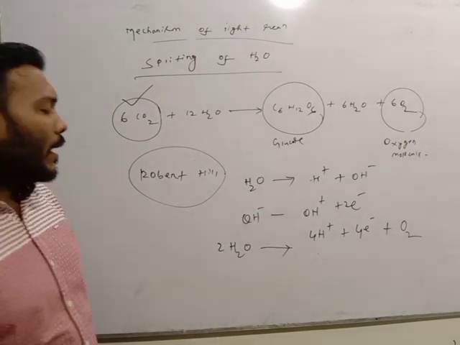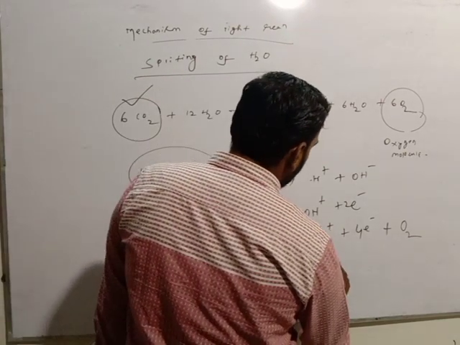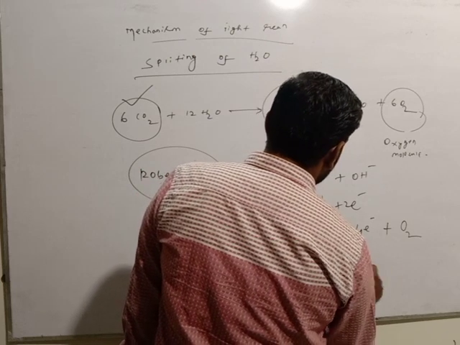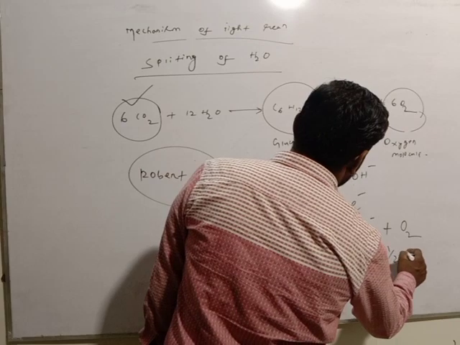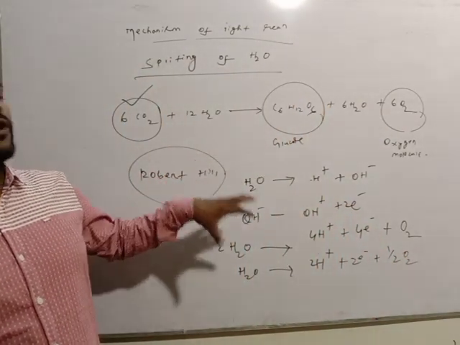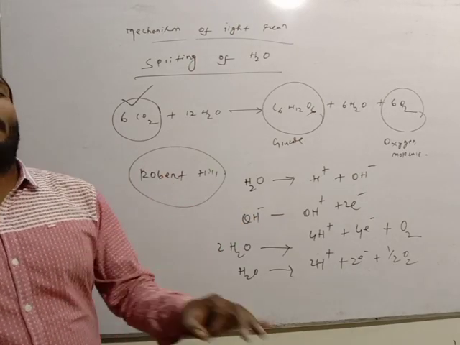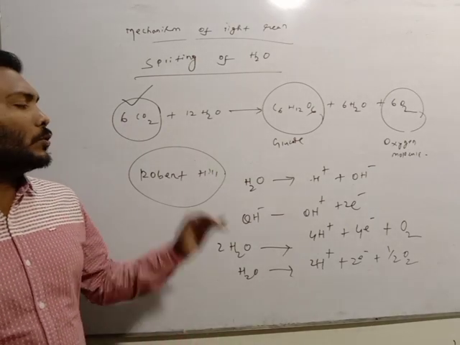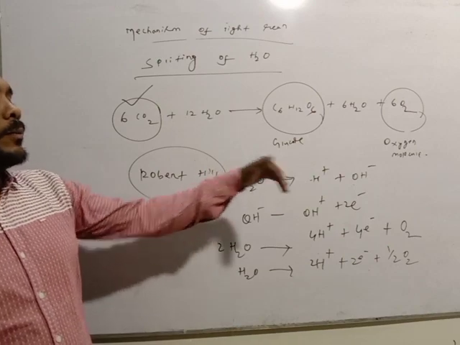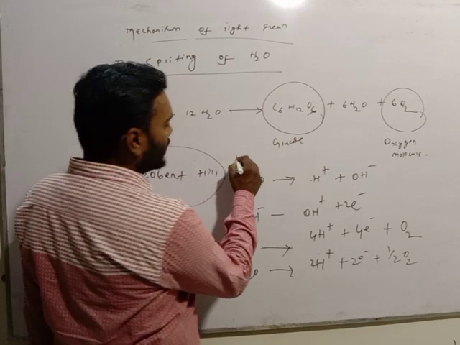If we take one H2O, then we get 2H plus plus 2 electron minus plus half O2. Half O2 is written because oxygen is always in molecular form, that's why we cannot write O alone, that is O2, otherwise half O2. So in the reaction, when the water molecule releases oxygen, we call that reaction Hill's reaction.